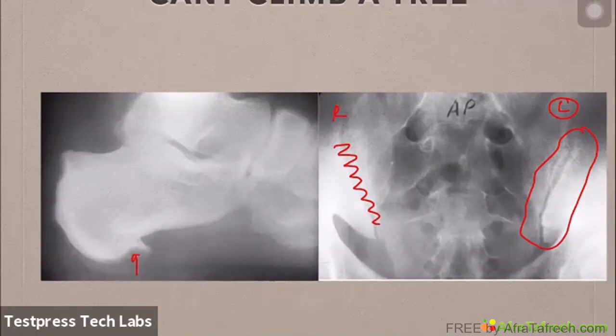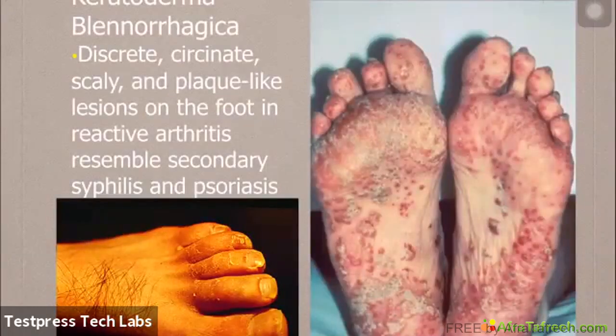And you also have a calcaneal spur. So that is because of plantar fasciitis. So can't pee, can't see, can't climb a tree. So that is typical of a reactive arthritis in the first place.